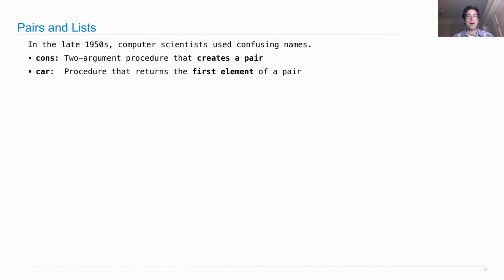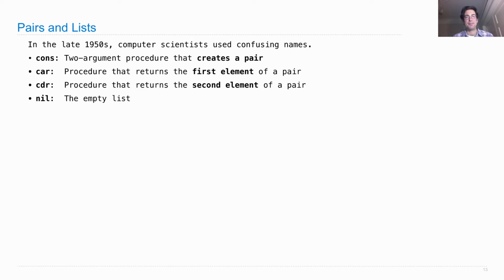They called car a procedure that returns the first element of a pair, and cdr is a procedure that returns the second element of a pair. There are reasons why these names are what they are, but I won't bore you with the details. Nil is the empty list, a special value in Scheme. Now, since everyone likes history, especially computer scientists, and we don't have that much history to remember, we have kept around these names for many years: cons, car, cdr, and nil. So you just need to remember what they mean.